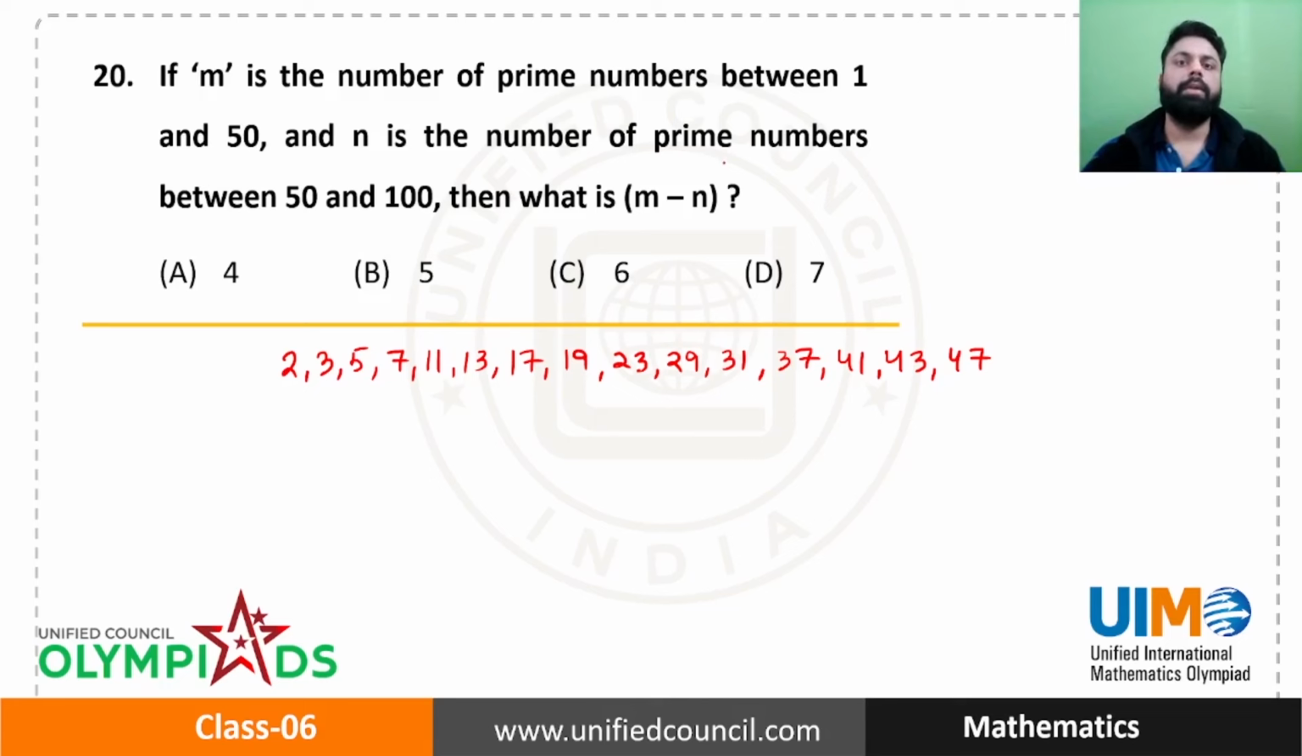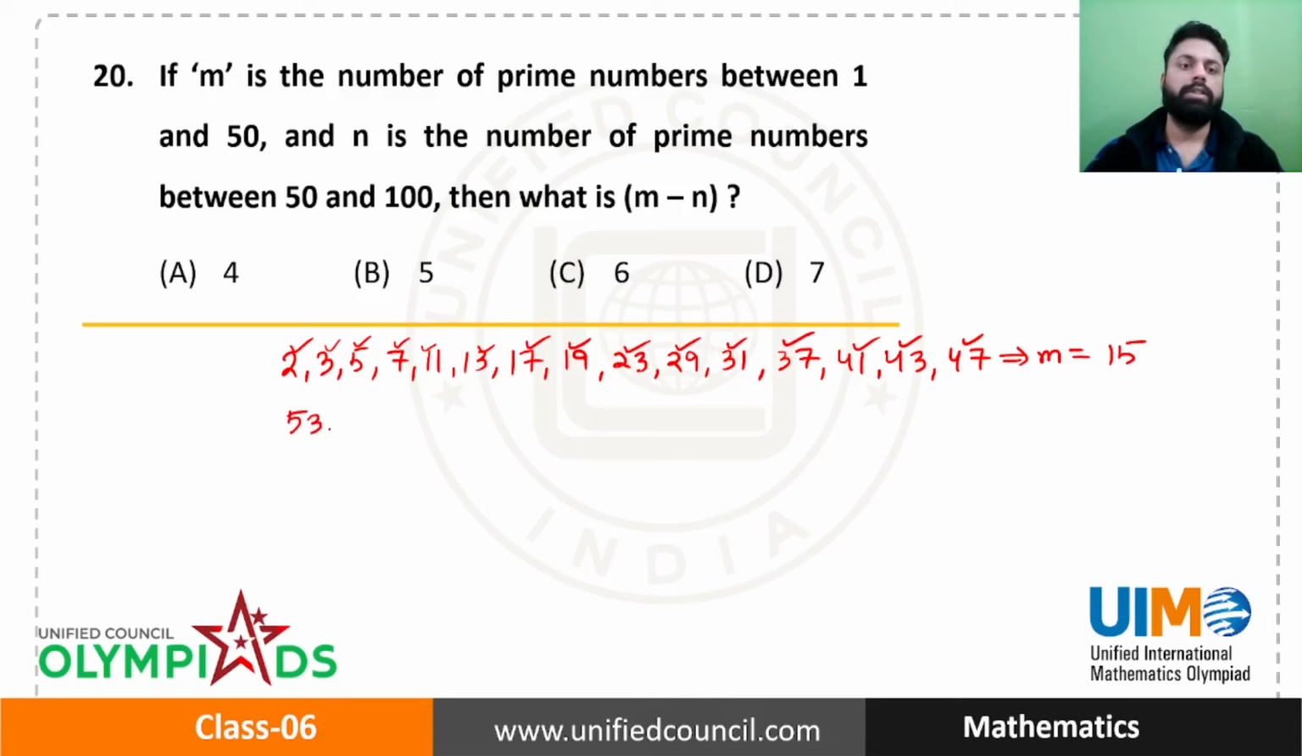And n is the number of prime numbers between 50 and 100. So this implies that m is equal to 15, counting 1, 2, 3, up to 15. Now between 50 and 100.